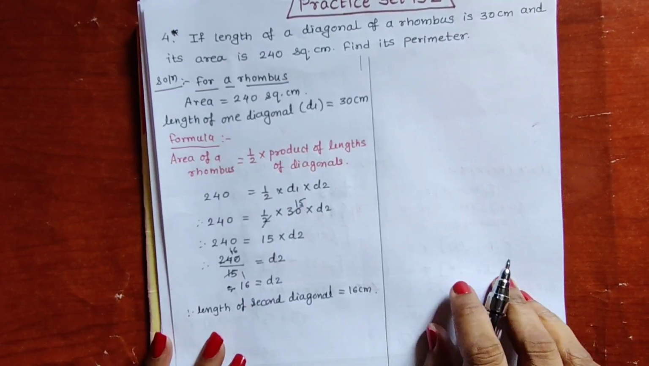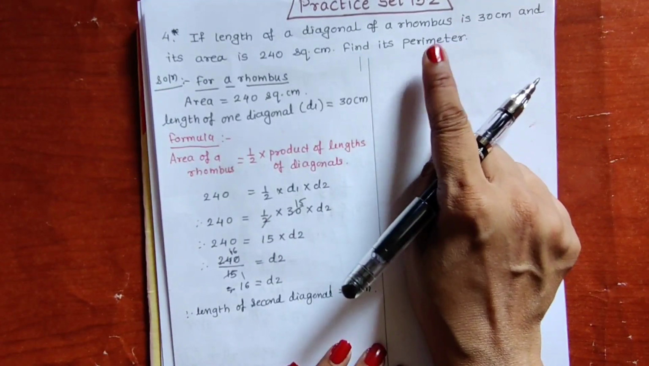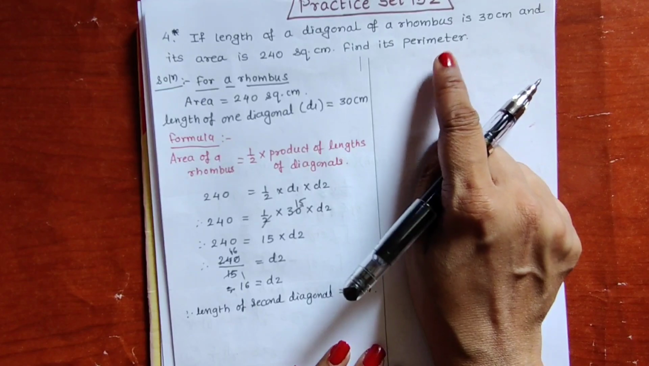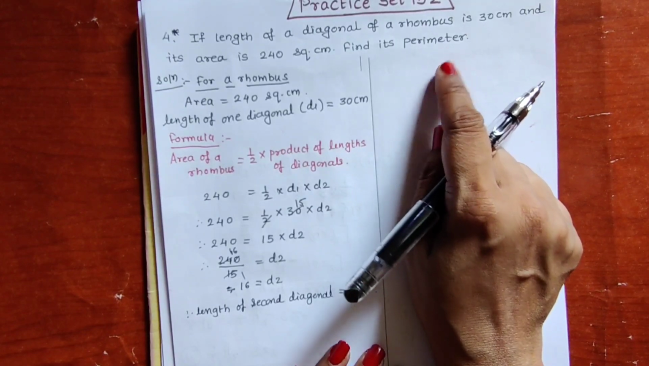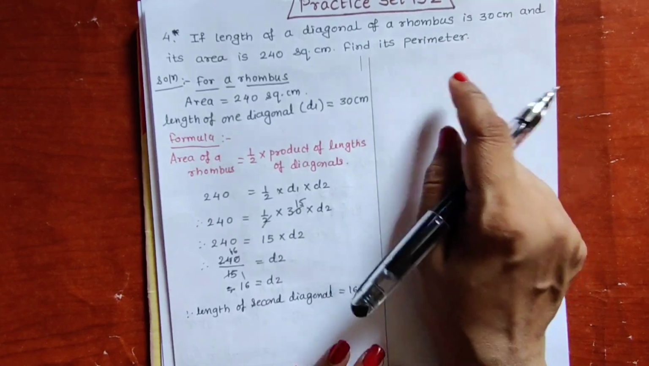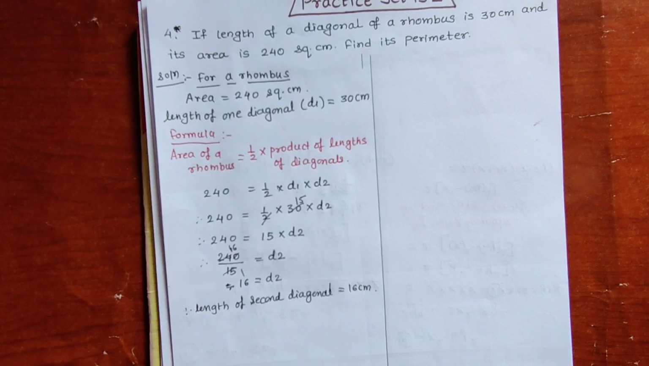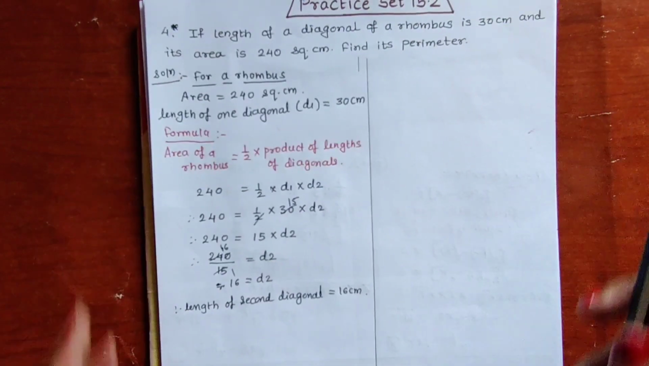Now we have got the length of second diagonal. We should get the side. For getting the perimeter, we all know perimeter formula is 4 multiplied by side. So we should get the side of rhombus first, and then only we can apply the formula of perimeter. So now let us see, children. I am going to draw one rhombus here.